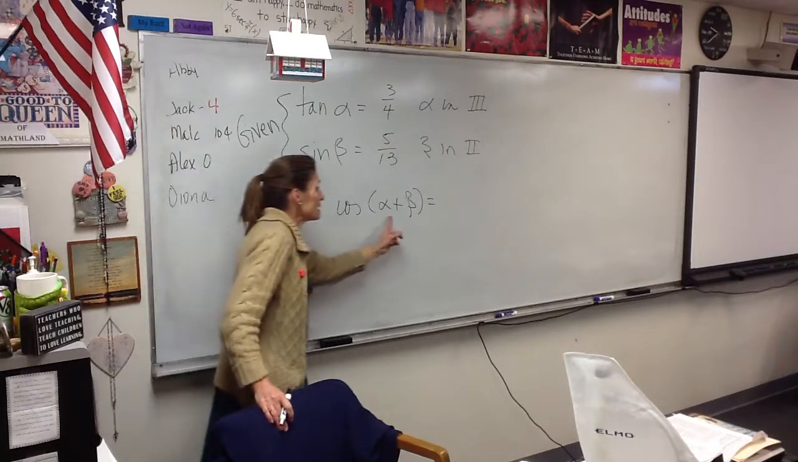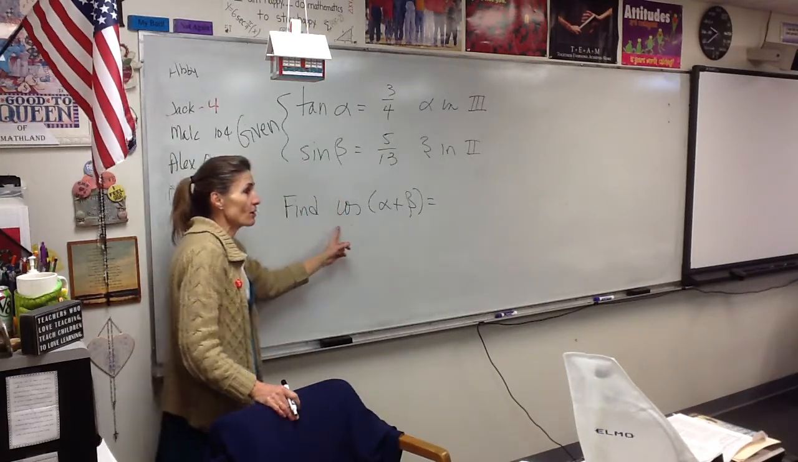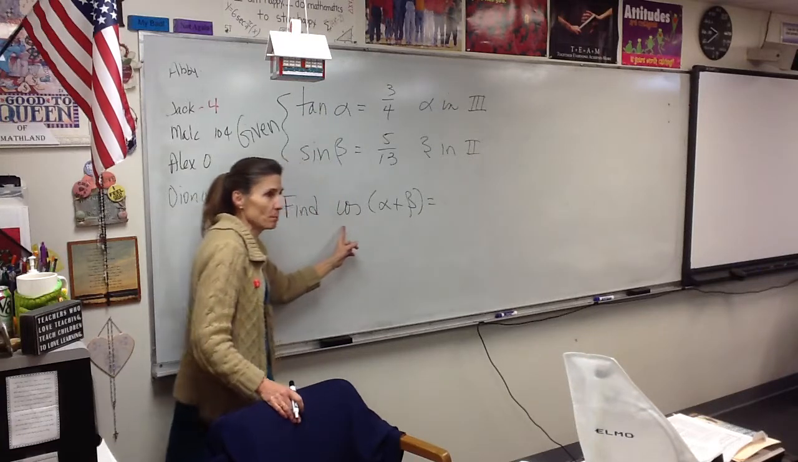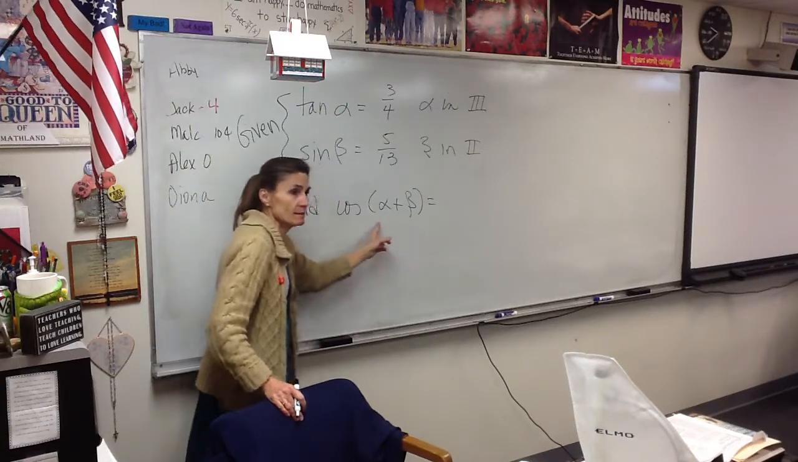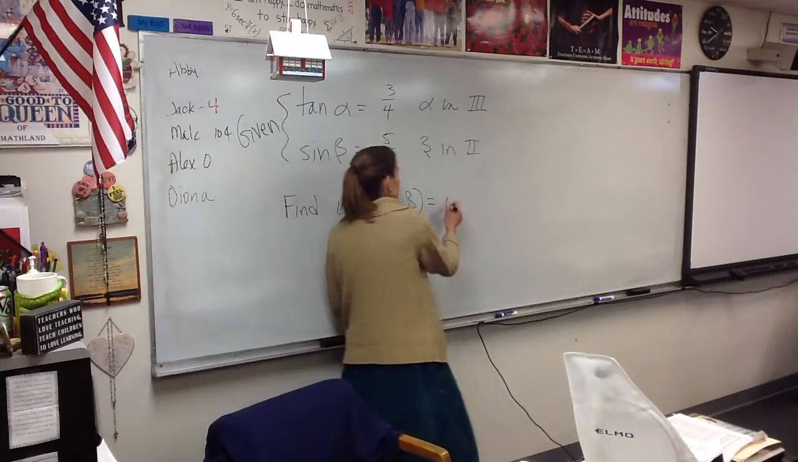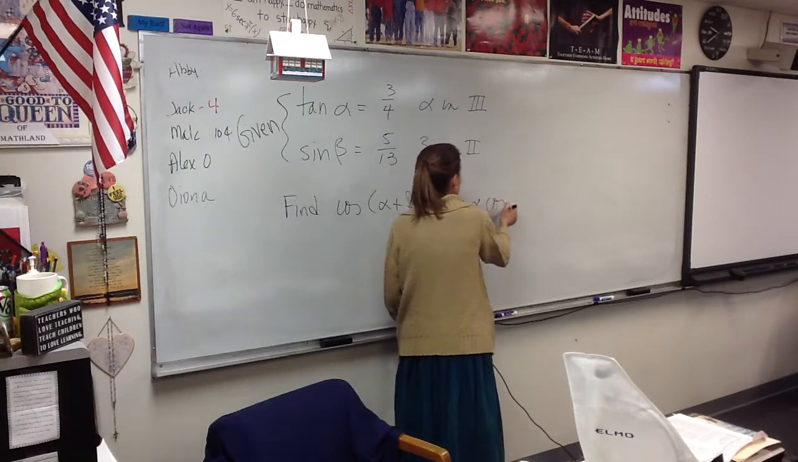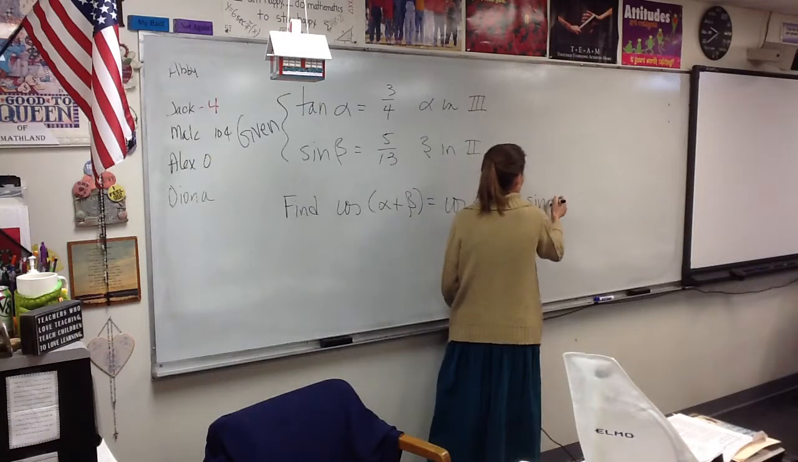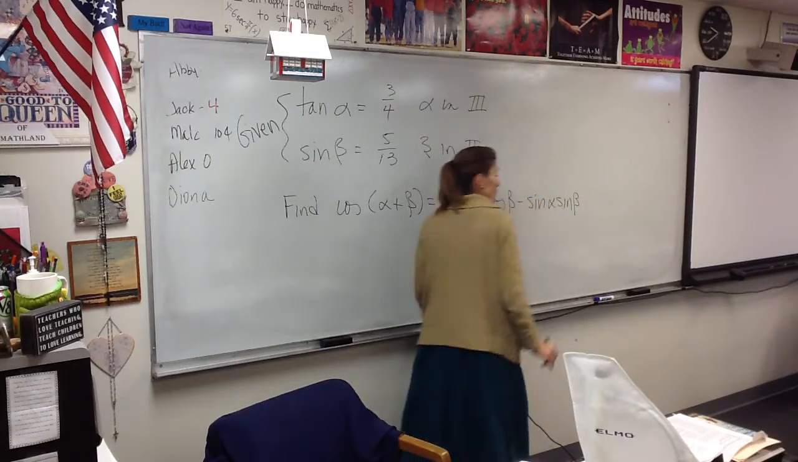Now, when you see this, what immediately pops into your head, or at least pops off the purple sheet at you when you see this? To do the cosine formula. That would be cosine alpha cosine beta minus sine alpha sine beta. Straight from the formula sheet.